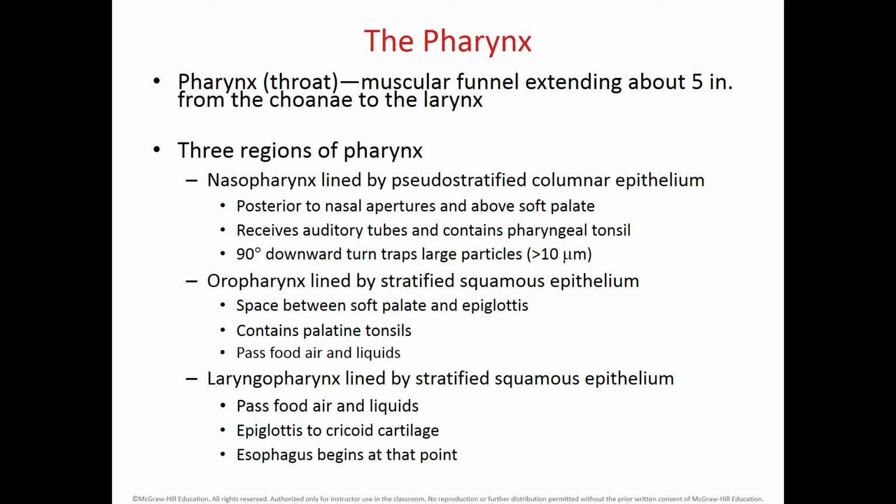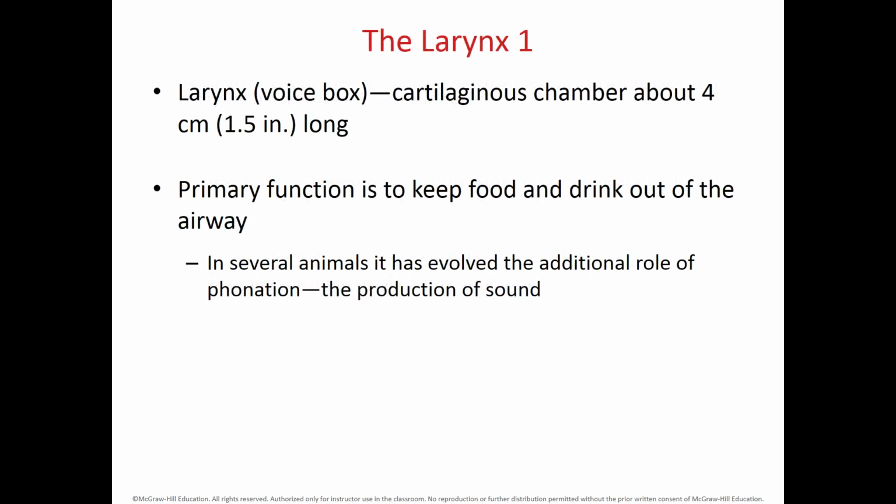The oropharynx and the laryngopharynx both pass food, liquid, and air, and they are covered by a stratified squamous epithelium. A stratified squamous epithelium is a stronger epithelium than the pseudostratified columnar epithelium, and since we have chances of friction here because we are passing food and liquids, we need to have this type of epithelium. Now within the laryngopharynx, we also have the starting point for the esophagus, which is part of the digestive system.